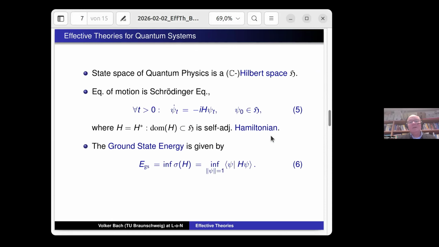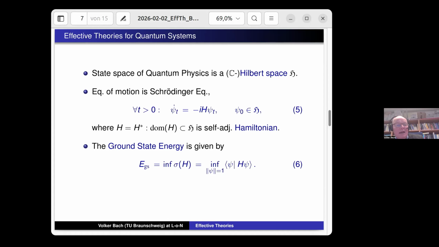I now go away from economy and general natural sciences. I'm interested in quantum mechanical systems. So let me recall some basic structural objects that we need. We have in quantum physics a complex Hilbert space H, which I assume to be separable. The equation of motion is the Schrödinger equation, as you can see in equation 5, again a linear initial value problem.